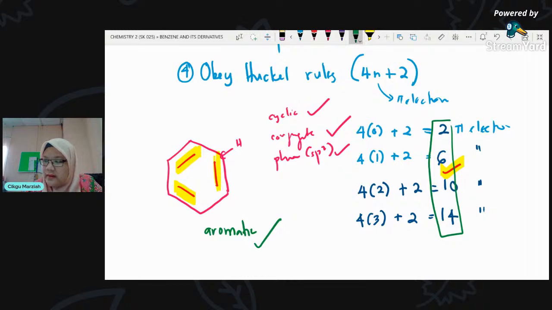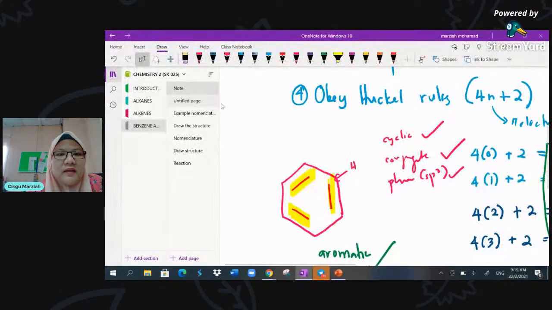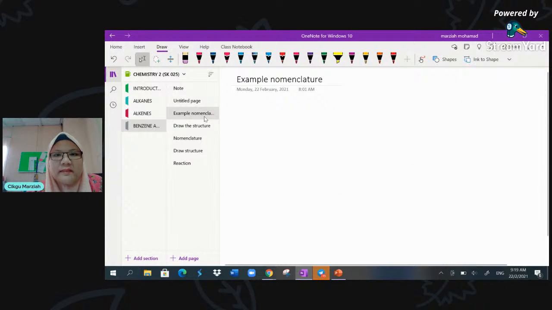Okey, so Huckel's rule ni proposed by scientist nama dia Erich Huckel to help us to determine sebab bukan semua cyclic tu dia adalah aromatic. So Huckel's rule ni lah yang boleh menerangkan yang mana cyclic, conjugated and then also aromatic. Okey, so yang ini tak ada apa-apa sangat lah. Alright, yang penting awak tahu 4 kriteria tu dah cukup, dah memadai. Okey, now kita nak pergi kepada yang lebih penting, which is nomenclature. Okey, yang ni je penting.